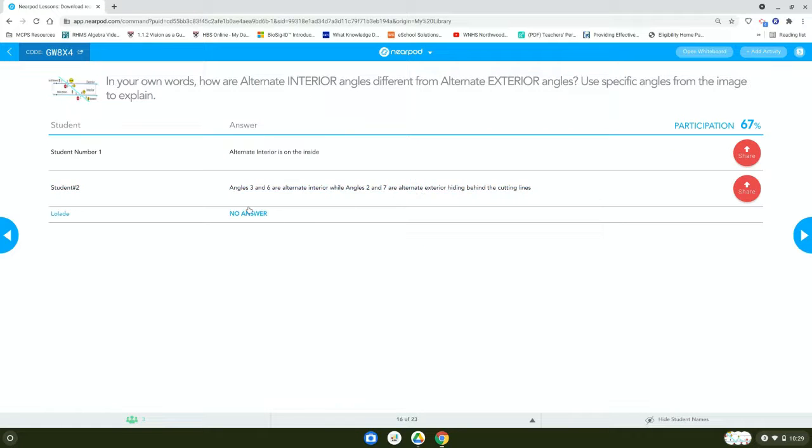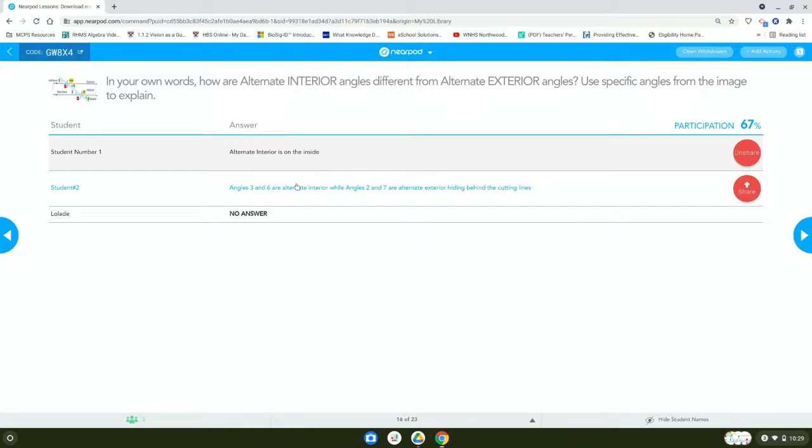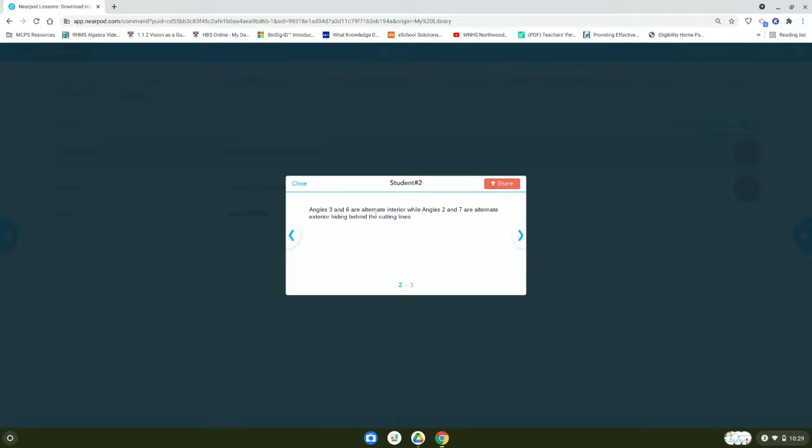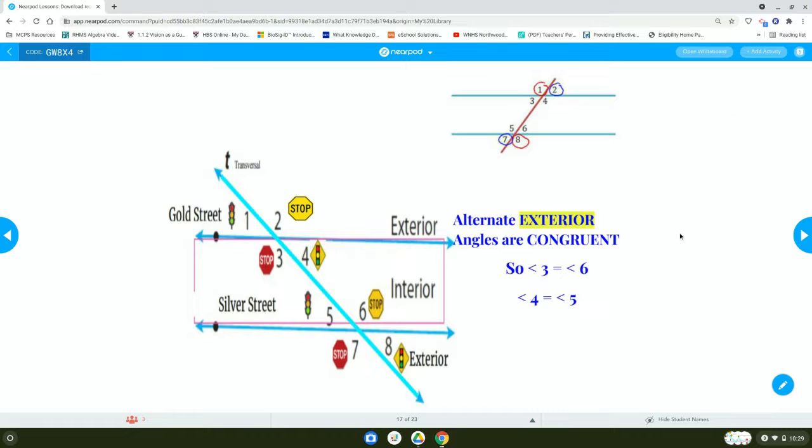Awesome job, everybody. Alternate interior is on the inside. Alright, that's a good response. Alternate interior is on the inside. Angles 3 and 6 are alternate interior, while 2 and 7 are alternate exterior. Awesome try, awesome attempt, everyone. We do have a matching activity after the last one.